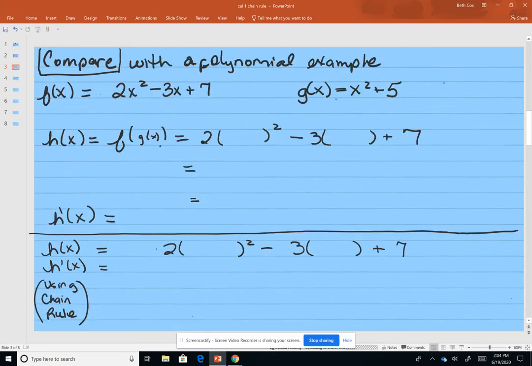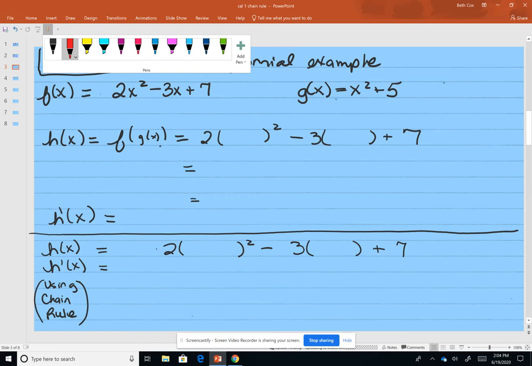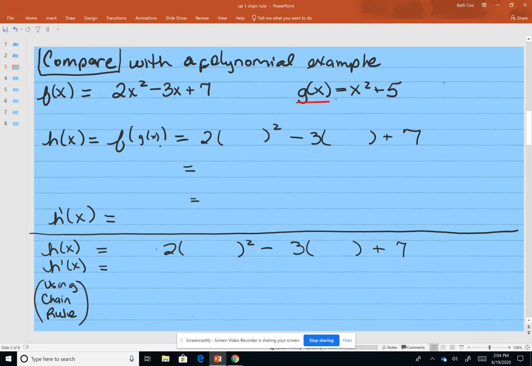Okay, so now just kind of reminding what a polynomial is. Now I'm not giving you a problem like this, this is just comparing. And just to get a little feel about this, I've got two functions, they're both polynomials. If I compose them, I'll let g be the red function.